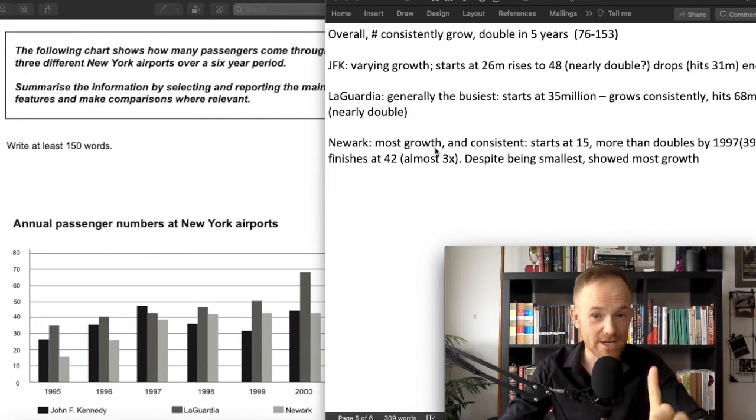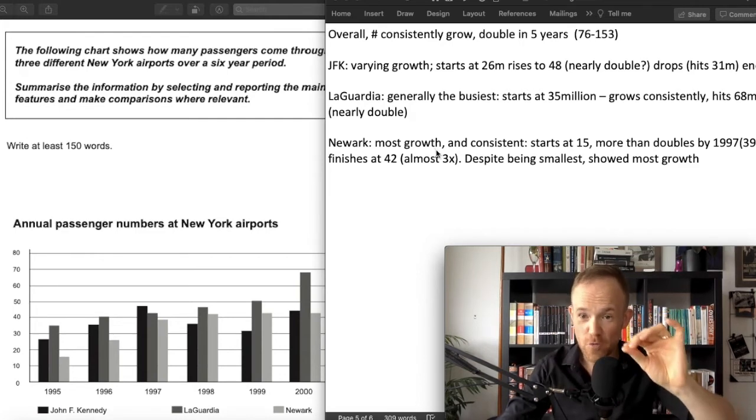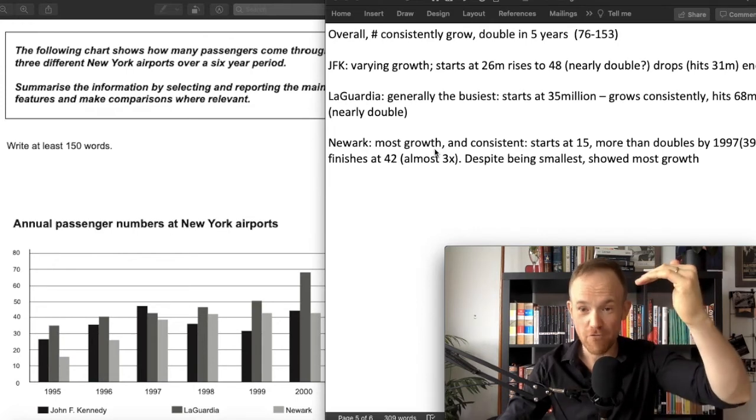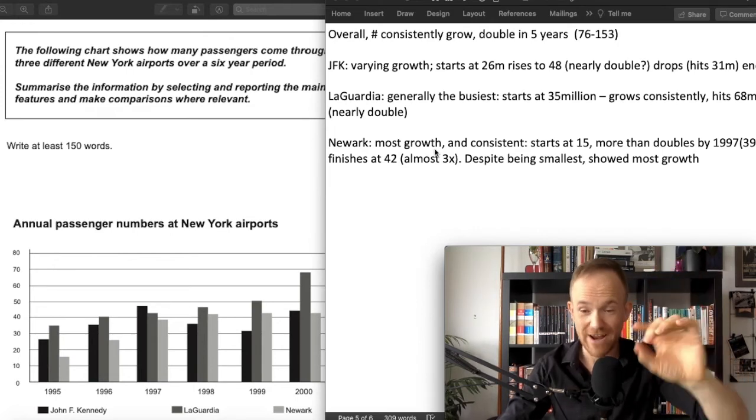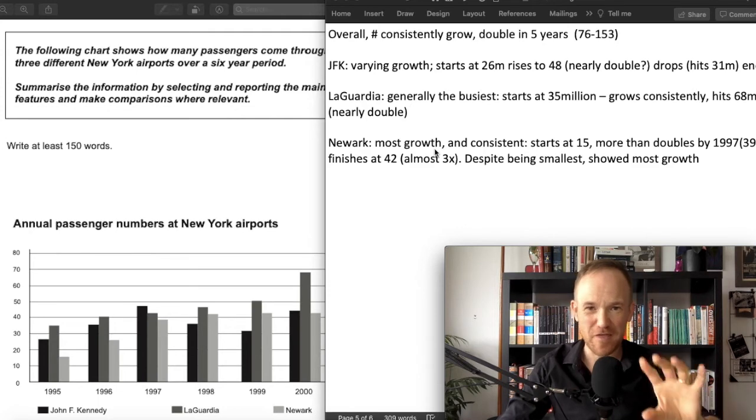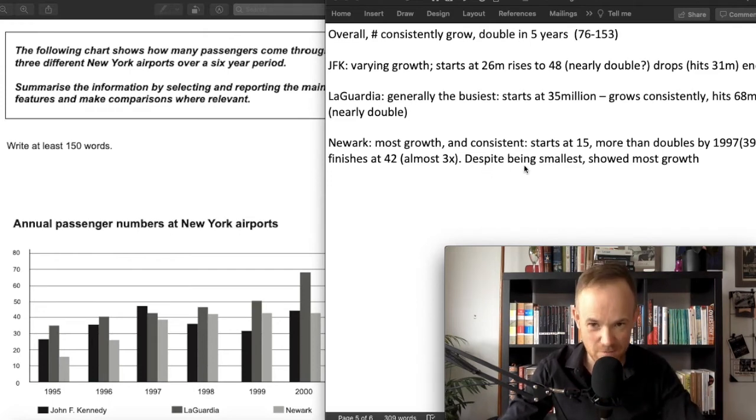Yes, LaGuardia doubles. That's big. However, Newark shows more relative growth. Anyone who's familiar with investing and the stock market, you know that Newark is potentially the better value. So I've even got the grammar here that you're going to see possibly later. Despite being the smallest, it showed the most growth.